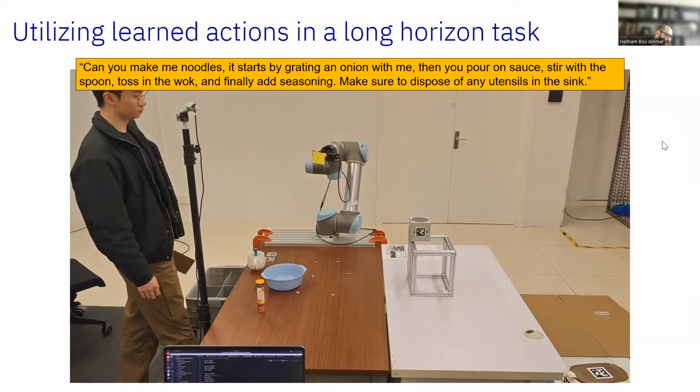Now, please notice, what is really important here is that the robot is not going to follow the step-by-step plan as I've written it in text, because it will do replanning. Let me explain why. If you read this, you would know that the first thing you want to do is grate an onion with Yiwei. Two, you want to get rid of that onion, because I say at the end, make sure to dispose of all the utensils in the sink. Then you're going to pour the sauce. Then you're going to get rid of that. Then you're going to stir with the spoon, then get rid of the spoon, and so on. So it's not just one-to-one following exactly my language.